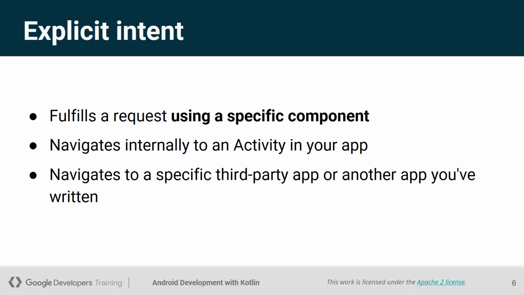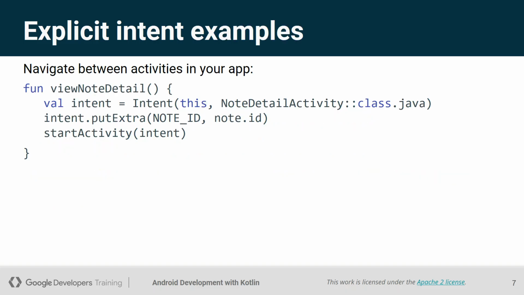We have two types of intents: explicit intent and implicit intent. So what do they do? When you're talking about explicit intent, then you want to fulfill a request using a specific component. You want to navigate internally. You are doing things within that app, not outside that screen. So you're navigating internally to an activity within your app. You are navigating to a specific third-party app or another app that you have written. So navigating between activities in your app.